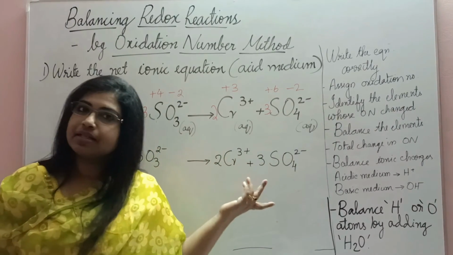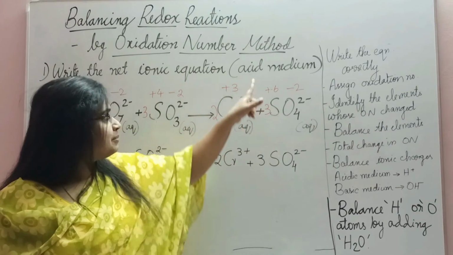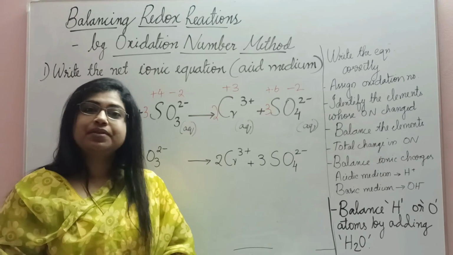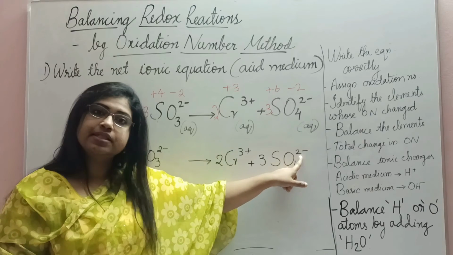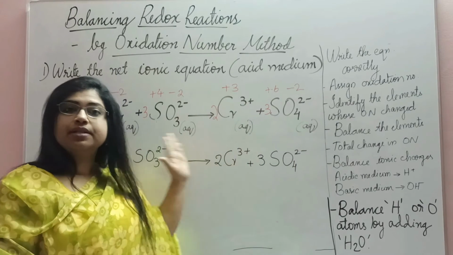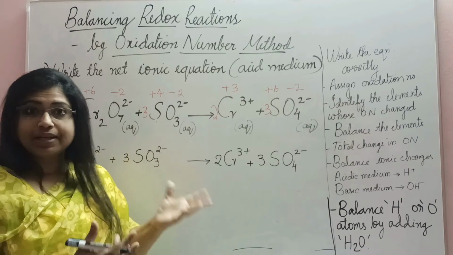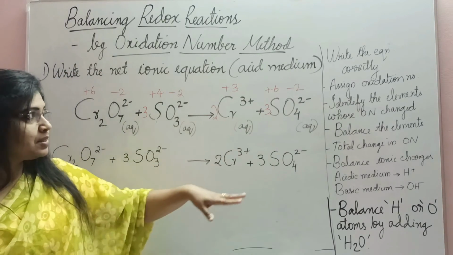Okay, you may think the balancing is over. No. This reaction takes place in the acid medium. So it is very important that we balance the ionic charge on the product as well as on the reactant side. So how can we balance the ionic charges? So remember the steps, children.